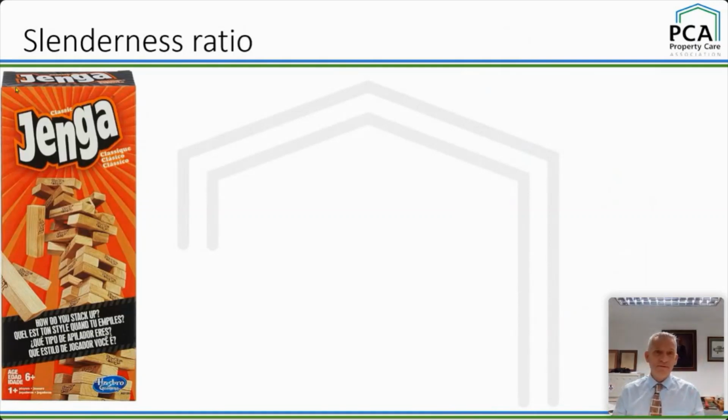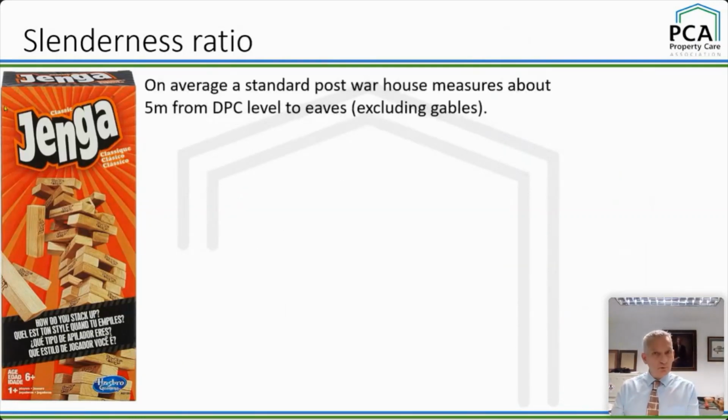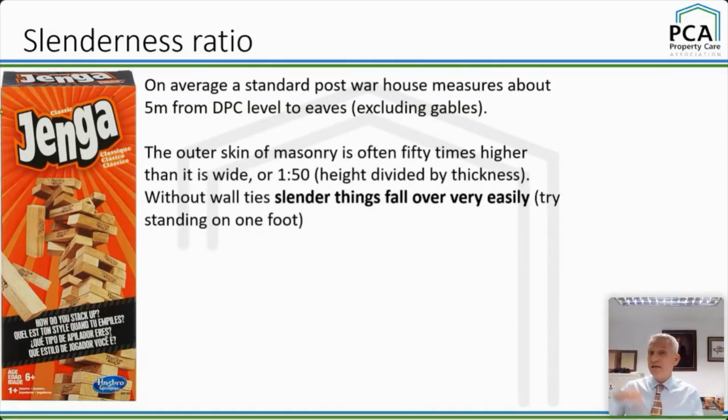It's brilliant, right? So as an example, we've got a 5 metre high wall and the outer leaf is 5 metres, say, from the DPC to the eaves. That's a slenderness ratio of 1 to 50, because it's only 100 mil thick, okay? Now, slender things fall over very easily, okay?